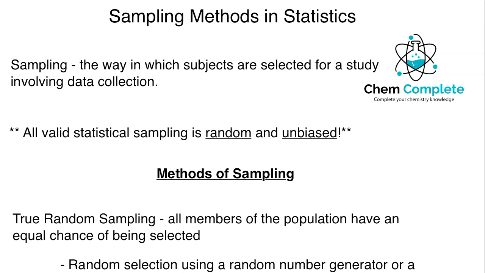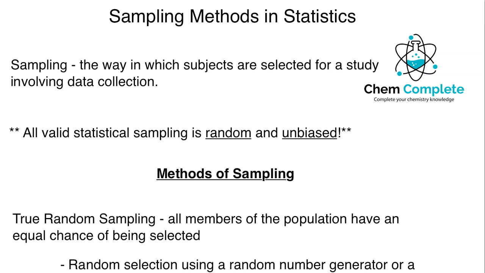So on to sampling methods in statistics. First of all, what is sampling? When we define sampling for a study, we're talking about the way in which subjects are going to be selected for a study that is going to involve data collection. So we have to collect our data somehow from the individual subjects that are going to make up our sample to represent the population. And the question is, what are the different ways that we can go about doing this that are legitimate or will not invalidate the results?